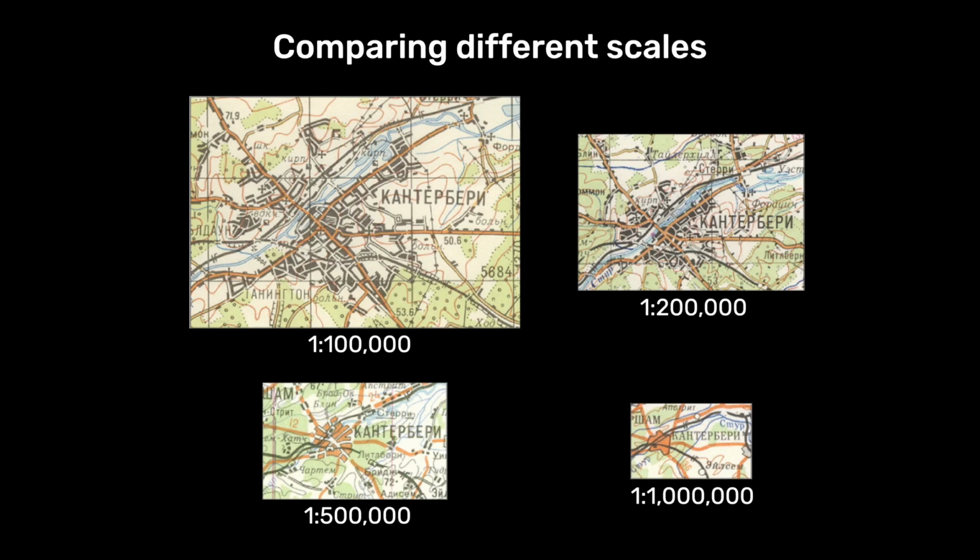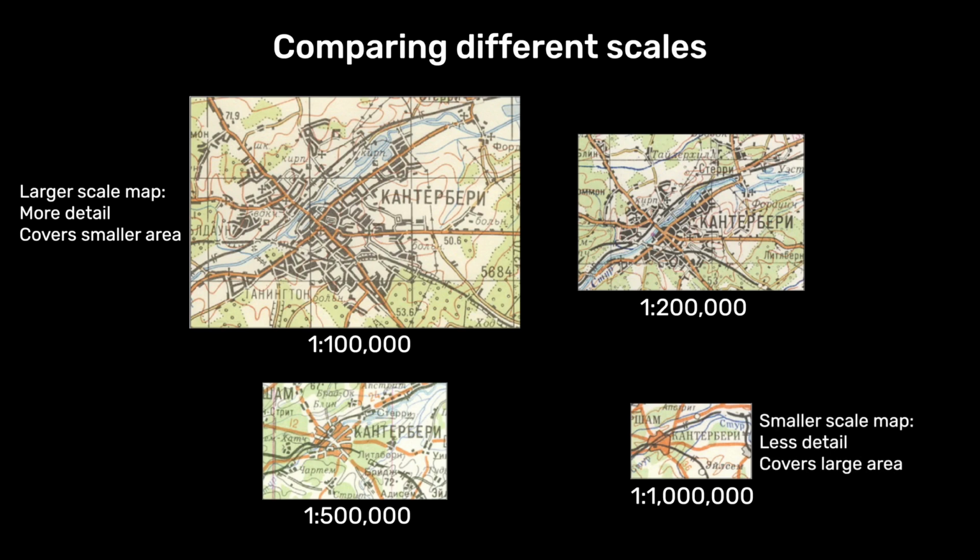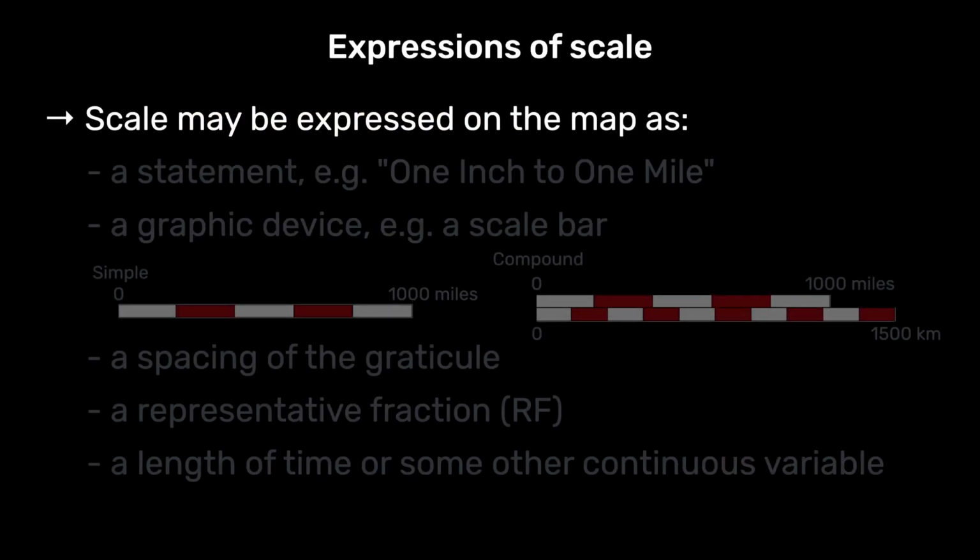And it's important to get this right in terms of terminology: larger scale and smaller scale. A larger scale map tends to show more detail and covers a smaller area. A smaller scale map will show less detail and covers a much greater area. And that's, I think, an important thing to bear in mind. When we look at a map itself, we want to understand something about the expressions of scale so that we know what the scale actually is, because once we know that, then we know what size and distance we're dealing with on the map. So that's really quite important.